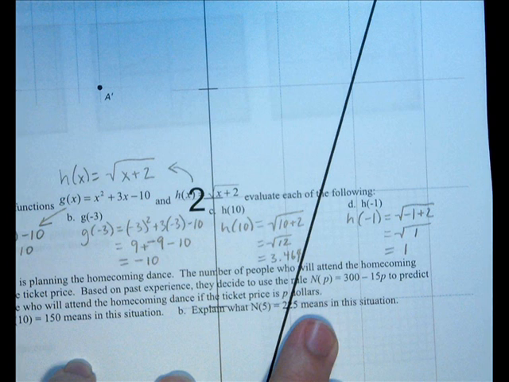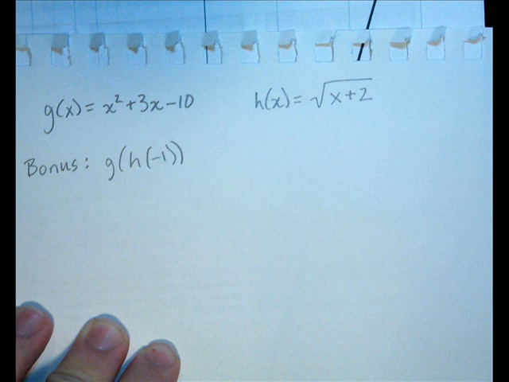I like to tell my class, think about the input as being inside the parentheses when you're given the expression in function notation. Now, I do want to add on a bonus question here just to show you how a more challenging problem could be presented, where you may be asked to combine two different functions. So if you look at this bonus question here, we have the same two functions, g of x equals x squared plus 3x minus 10, and h of x equals square root of x plus 2.